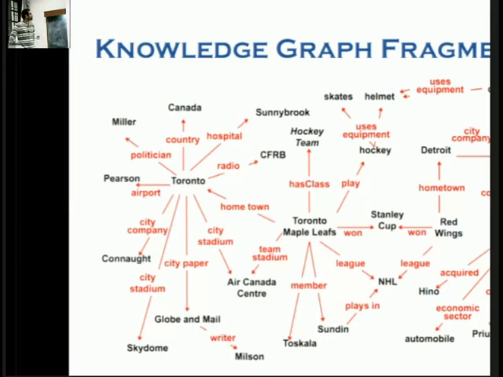So can you infer something more which is not present in this knowledge graph as an entity-relation-entity triple, but can you say something more? For instance, for Toronto Maple Leafs, you can say that it's a Canadian team. That's evident. Although there is no direct edge between Toronto Maple Leafs and Canada, can you still see that there is a chain of edges which make you feel that it's a Canadian team?